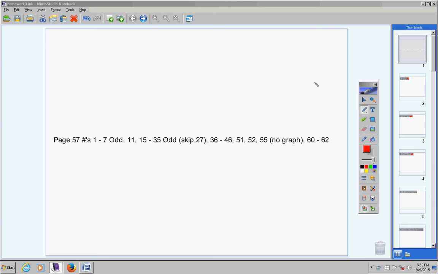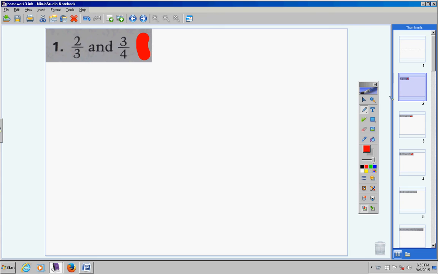Myself here. Let me turn over to page 57, and here we go. Numbers 1, 3, and 5. The directions say to plot the numbers on a number line, then state which one is greater. Now, if you want to use a number line, fine. Please don't be embarrassed of that if you need to. If you don't need to, that's fine also, okay?